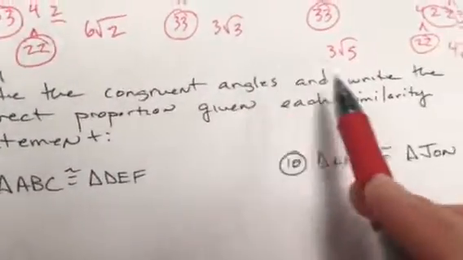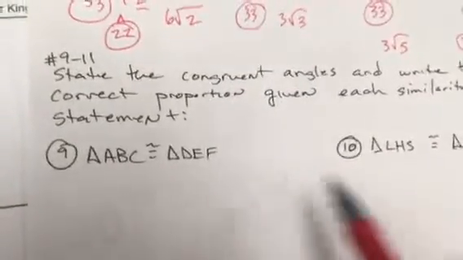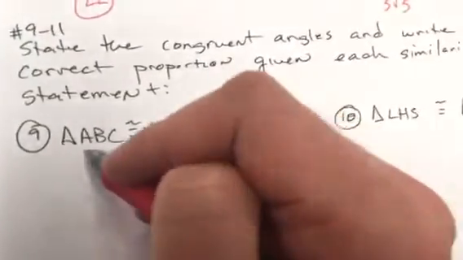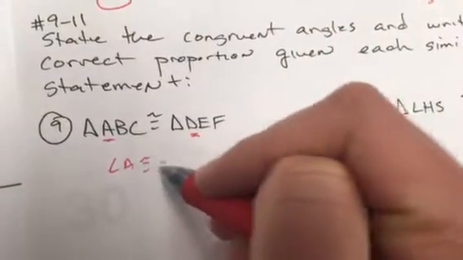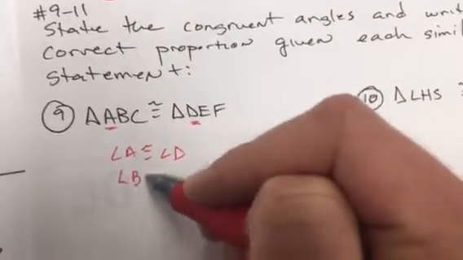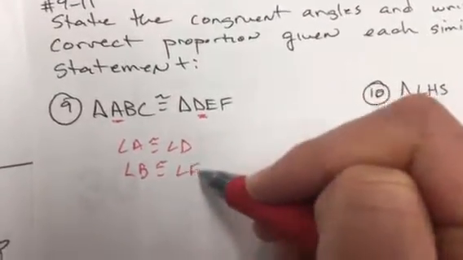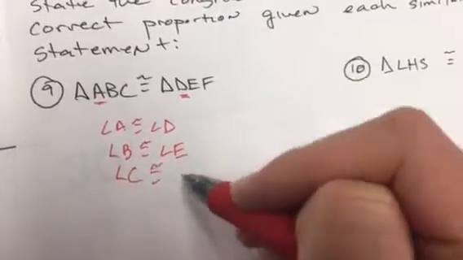State the congruent angles and write the correct proportion given each similarity statement. Notice I didn't draw the figures out because you really don't need them. First angle equals first angle, so angle A has to equal angle D. Angle B has to equal angle E. This should be a pretty easy question. Angle C has to equal angle F.